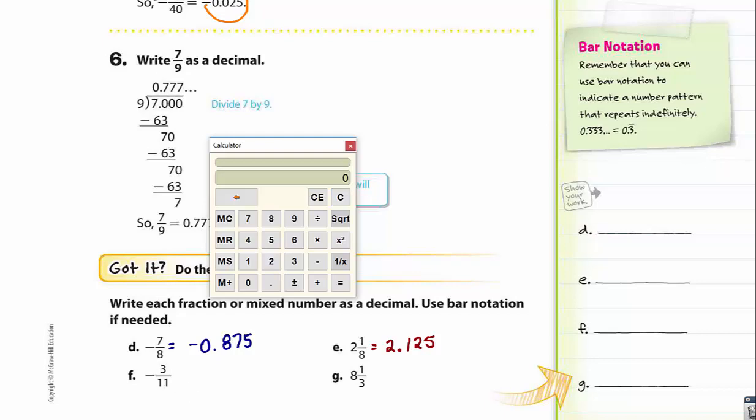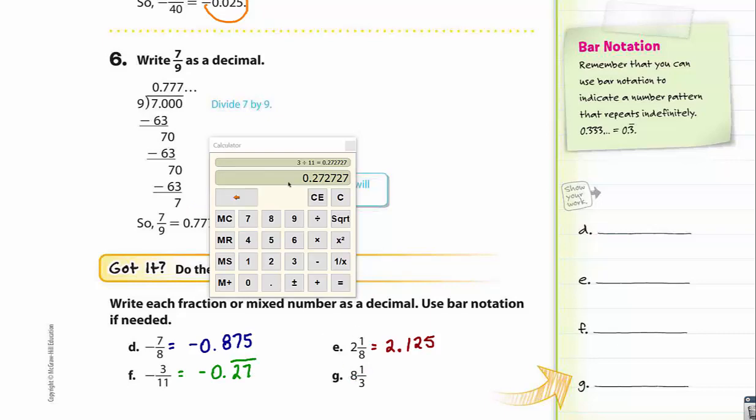Okay, negative 3/11. Well, again, I can put in a negative sign. That's less than 0, so I can put a 0 in. 3 divided by 11 is 0.272727. Oh, that's going to keep repeating, so I've got 0.27 and a line over the 27.